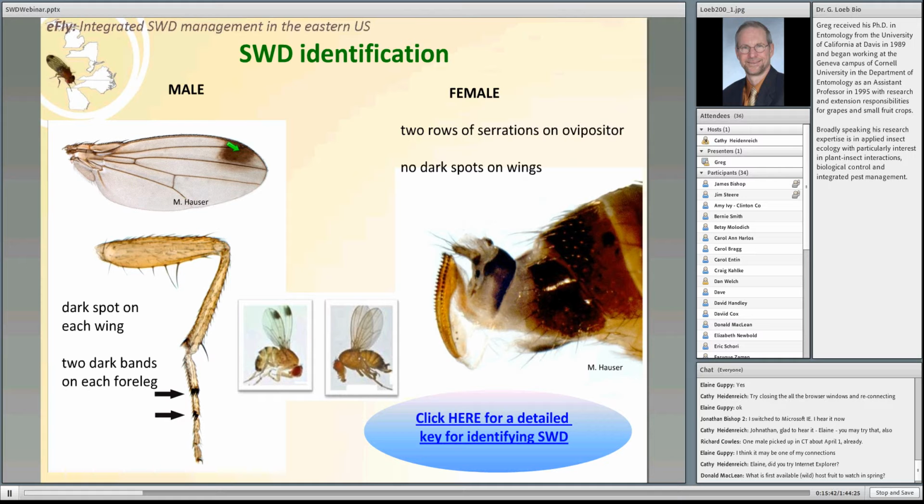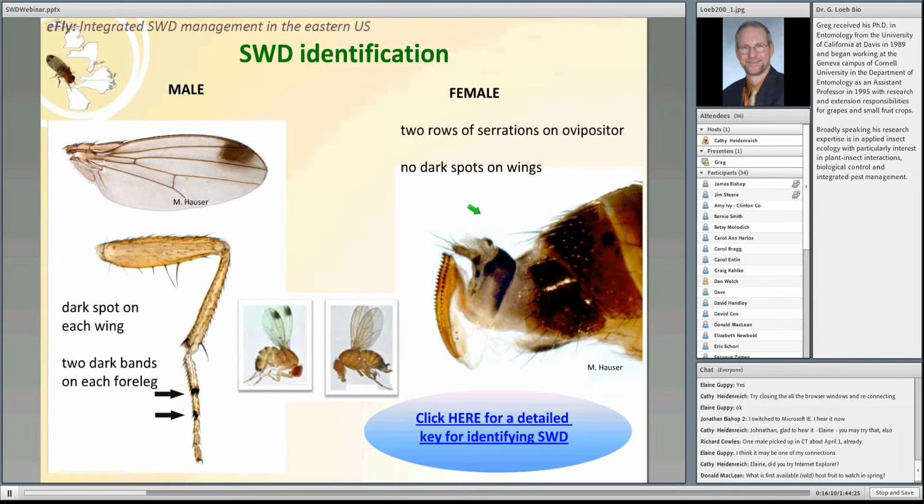But if you find something with a spot like this towards the distal leading edge of that wing, it's likely to be a male spotted wing. In addition, the foreleg has these brushes on it, and they appear as two dark bands. You can look at that particularly under a scope or a good hand lens and see that on the males. So the males are relatively easy to identify.